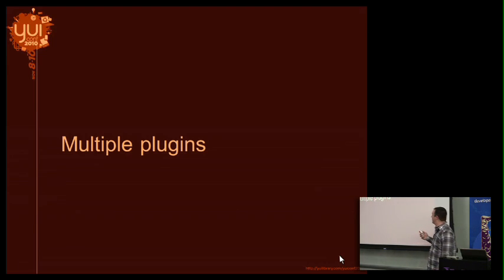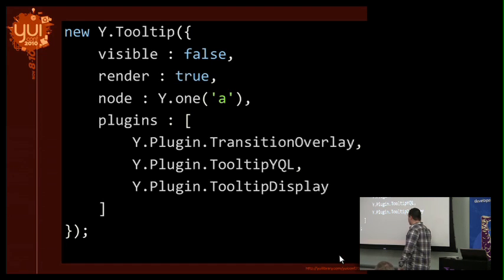That starts to get hard to explain. So it's pretty easy to add multiple plugins to a host. Remember I mentioned that you could pass an array. Well, there you go. So we're going to do our transition overlay so that it hides and shows in a pretty way instead of just popping in and out because, well, who doesn't want their code and their stuff to look pretty? Tooltip YQL, which is actually kind of a thin wrapper around widget YQL, is so.